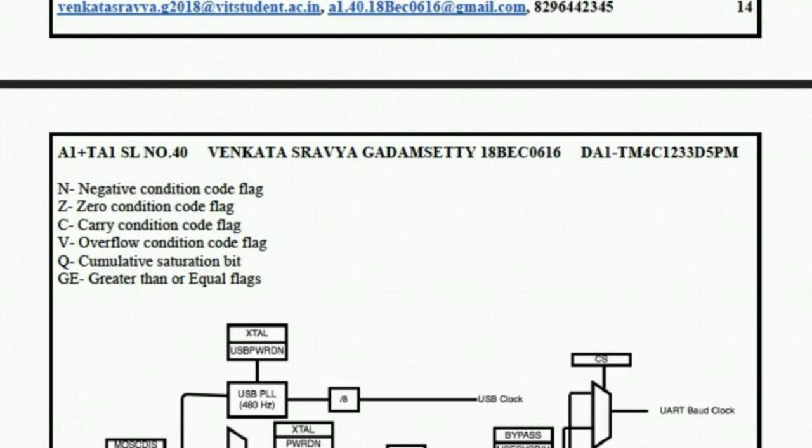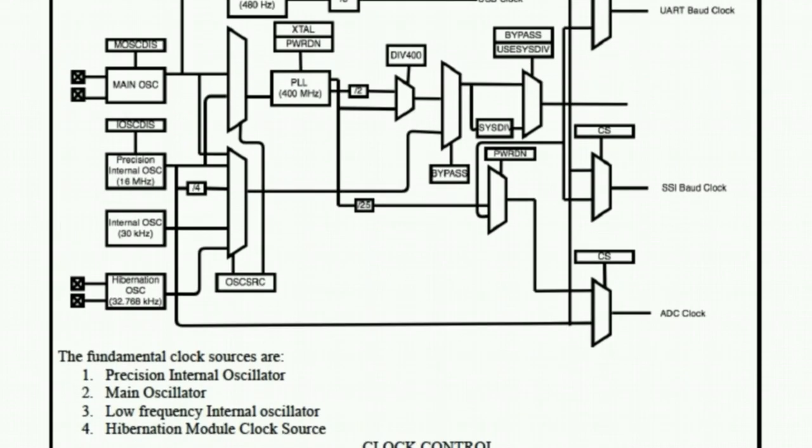What these flags do is they tell the microcontroller the value while executing a particular code. For example, if we are adding two numbers and it results in a carry, then your carry condition code flag would become 1. If you are subtracting two numbers and the resultant is 0, then your zero condition code flag will become 1. So we can understand the microcontroller instruction that it is performing through the code, through the flags.